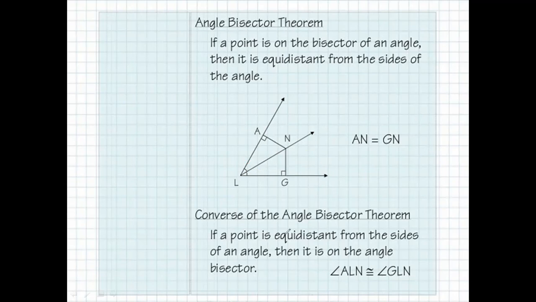So if a point is equidistant from the sides of an angle, this side and this side, therefore it is on the angle bisector. So angle ALN is the same as angle GLN. That is to show the angle bisector theorem and the converse of the angle bisector theorem.